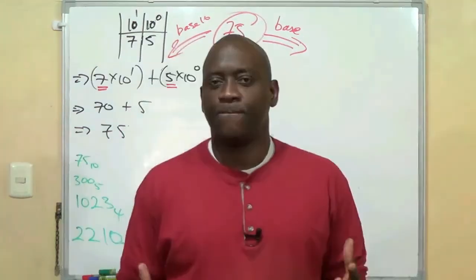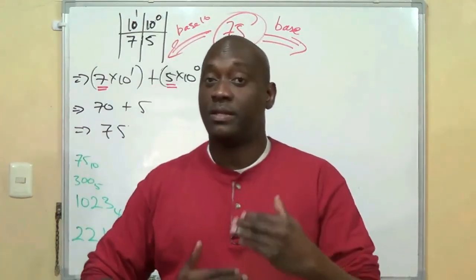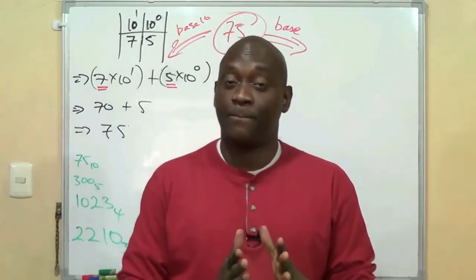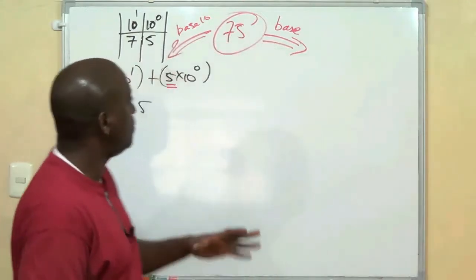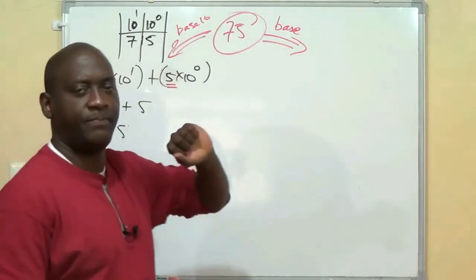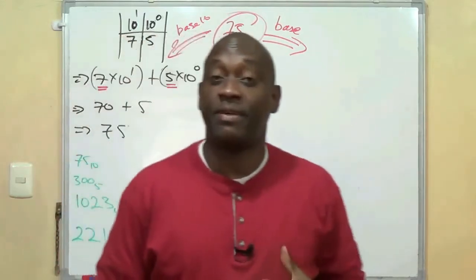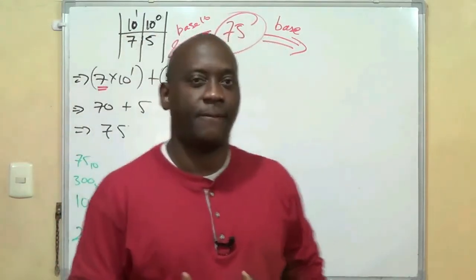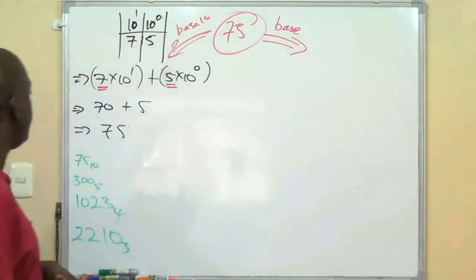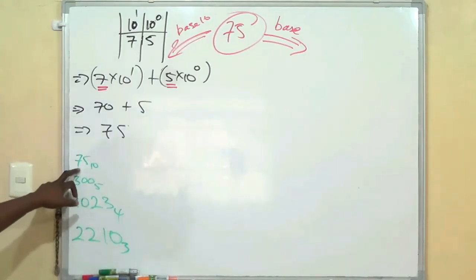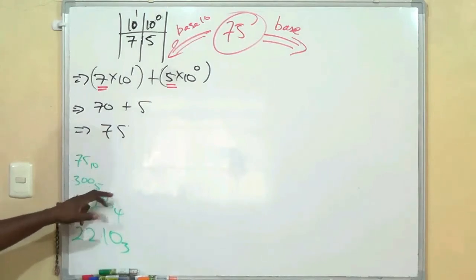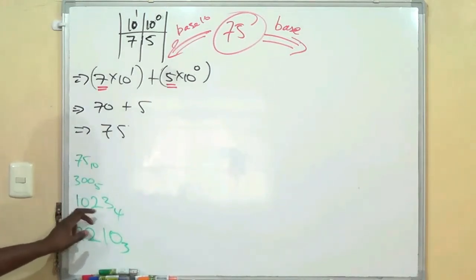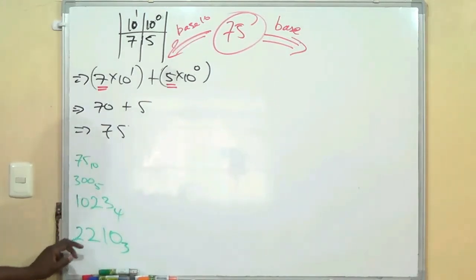So we're continuing in our series here where we're taking this one number 75 and we're expressing 75 in different bases. So we have 75 in base 10, which is 75 as we know it. 75 in base 5 is 300. 75 in base 4 is 1023. 75 in base 3 is 2210.